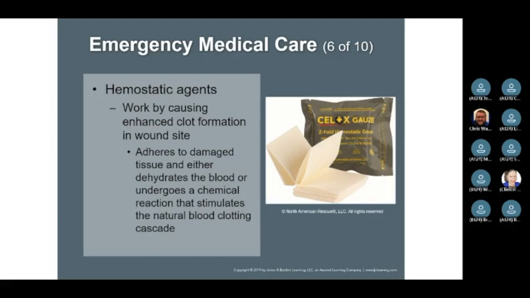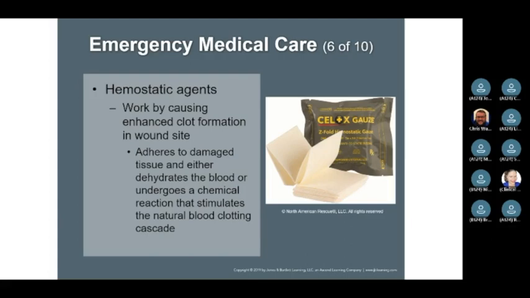The agent adheres to the damaged tissue and either dehydrates the blood or undergoes a chemical reaction that stimulates the natural blood clotting cascade. After application, the hemostatic agent should be able to withstand the high pressure or flow of a bleeding wound. It should cause little or no damage to the tissue, and it should be easy to remove from the wound, not spread into the rest of the system as small particles.